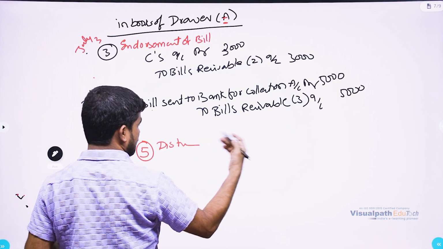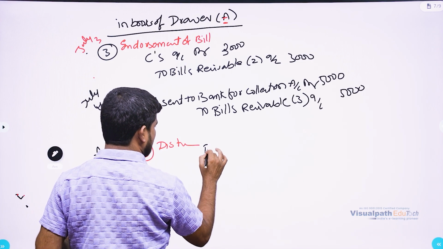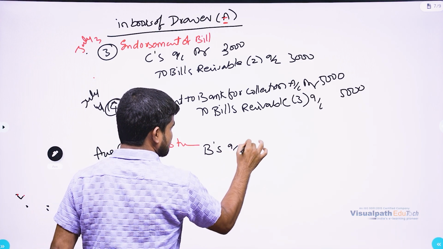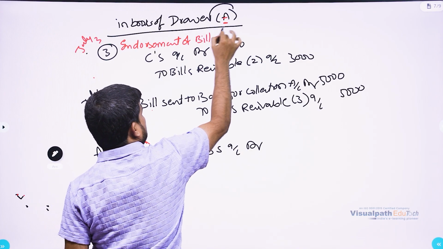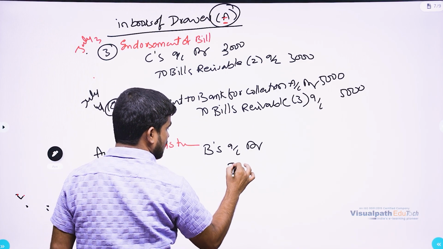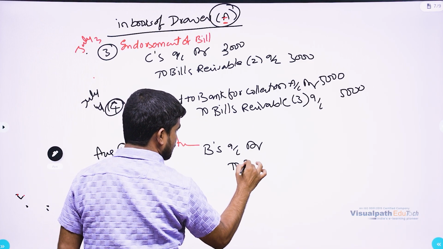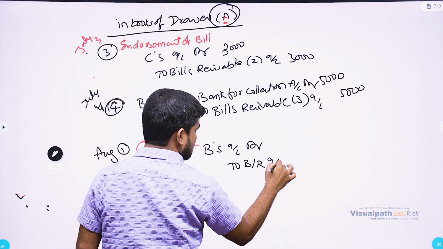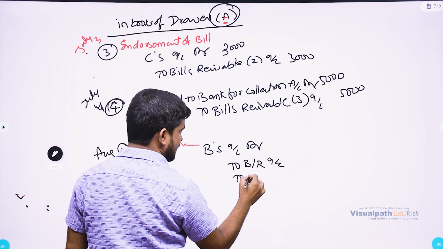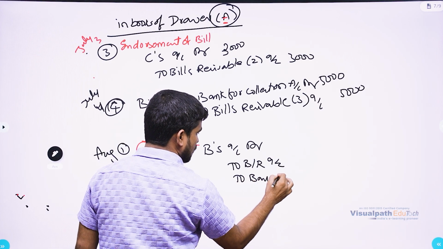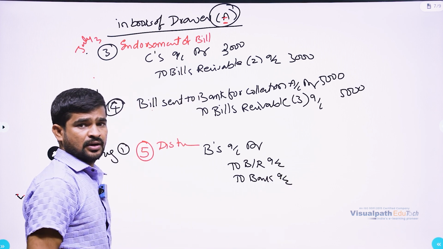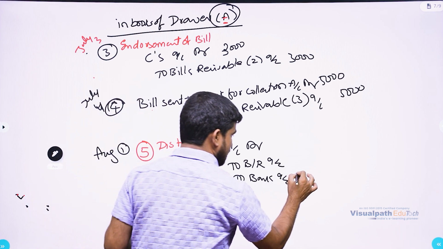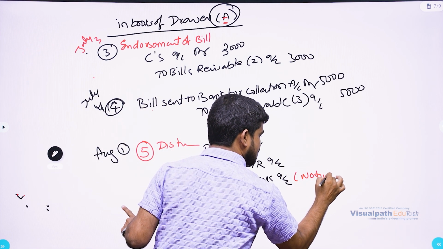For the person, the debtor's name, we will write again as a debtor. B's account debtor, which is the debtor of person A. B's account debtor to what is going out here? Bills receivable is going out. Bills receivable account, and to that we can write bank account. Why bank account here? We are paying the noting charges.